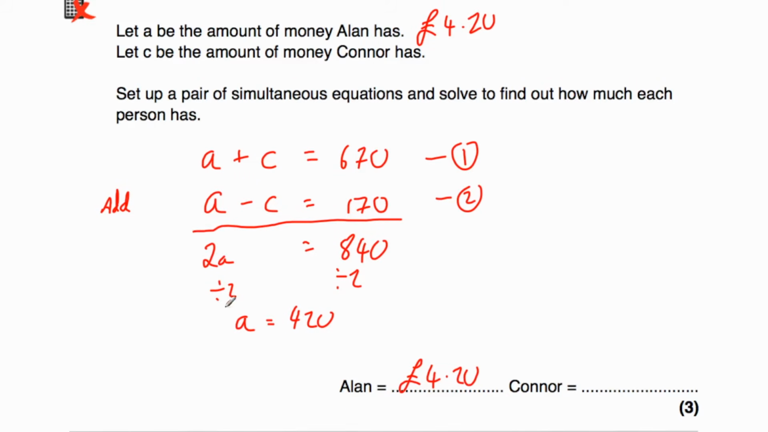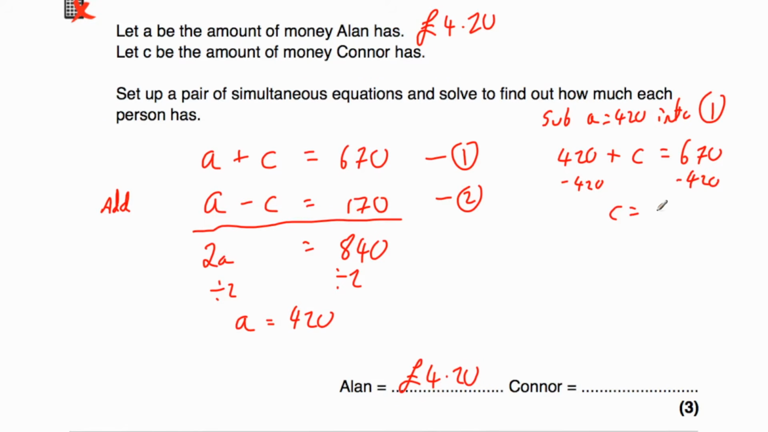Now let's find out how much money Connor has. We know that Alan is £4.20, or 420 pence. Let's substitute that into equation 1. So if we substitute a equals 420 pence into 1, we get 420 plus c is equal to 670. And if we take 420 away from both sides, we get that c is equal to 250, or £2.50. So that means that Connor receives £2.50.